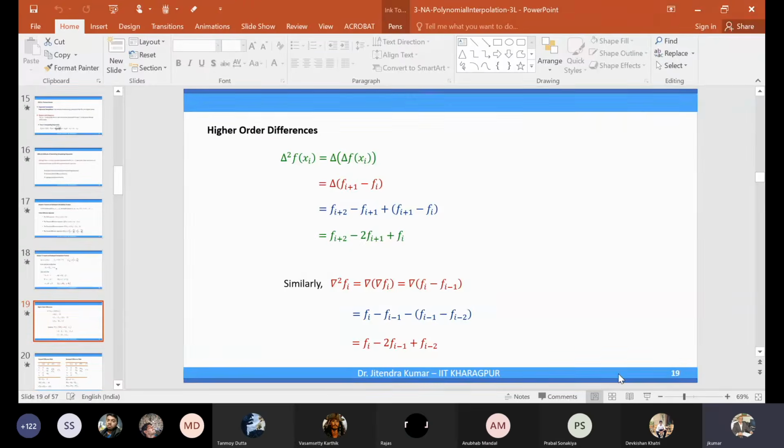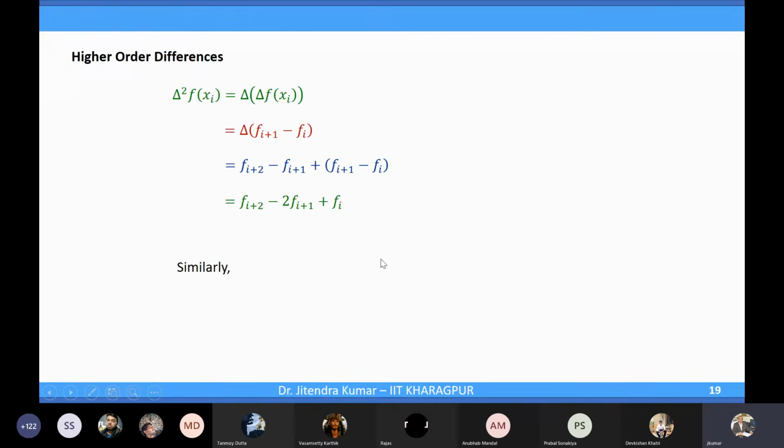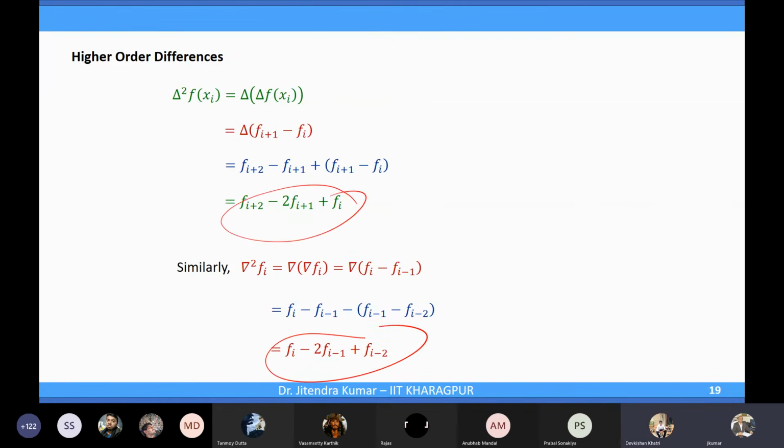So what we have here are the higher order differences. Is that clear? Also the higher order, we can. How do we get this? Yes, you apply it 2 times. That's all.